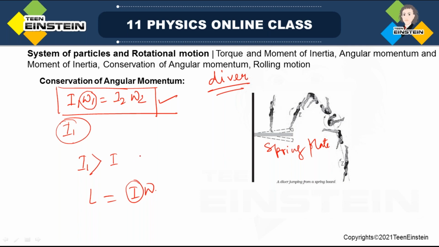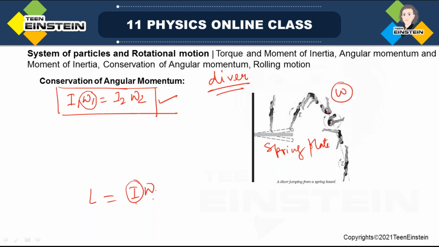If they pull their hands and legs inward, then the moment of inertia will decrease. If this decreases, then the angular velocity will increase. So they will rotate very fast, as you can see, at the top and here.